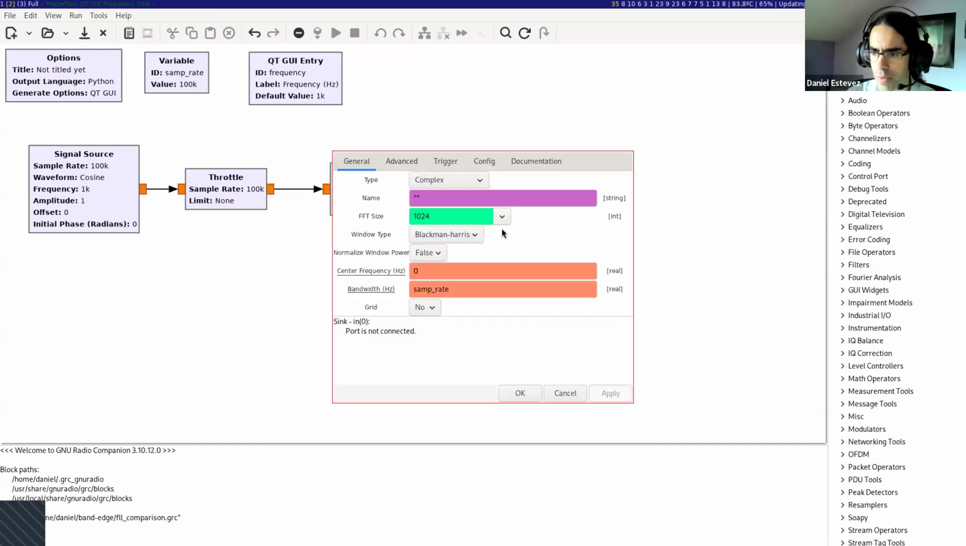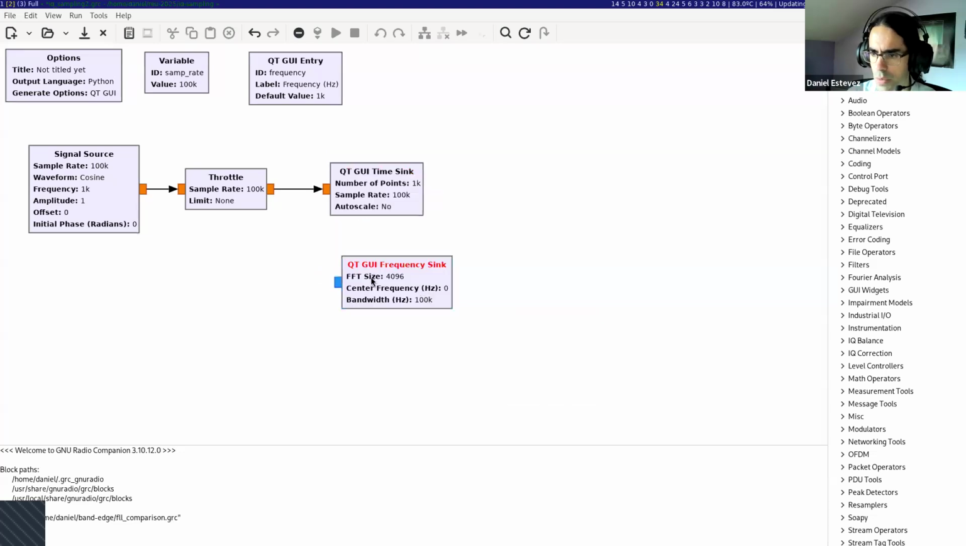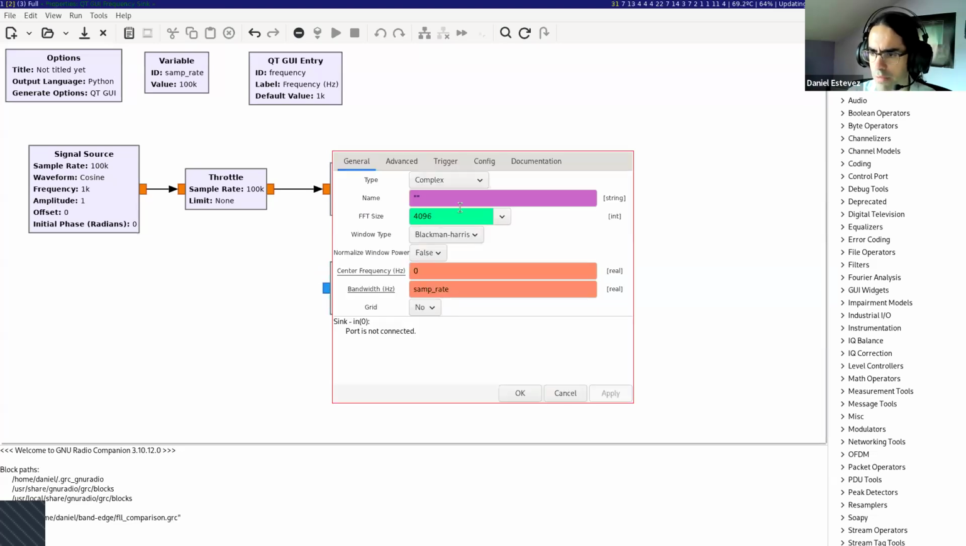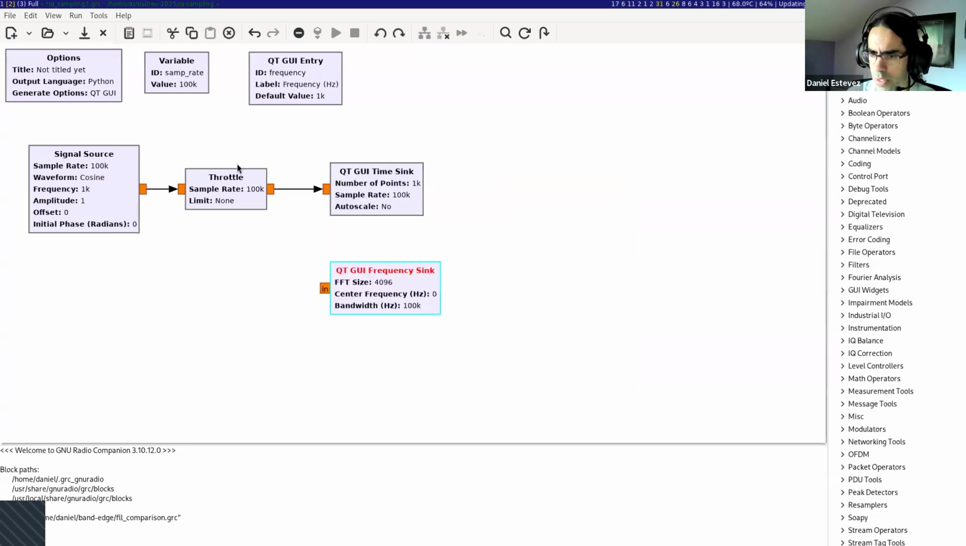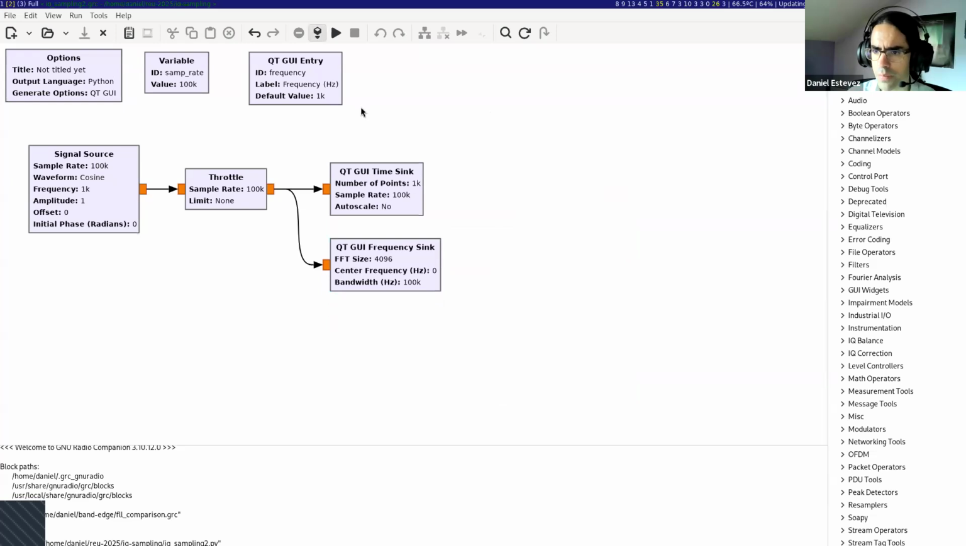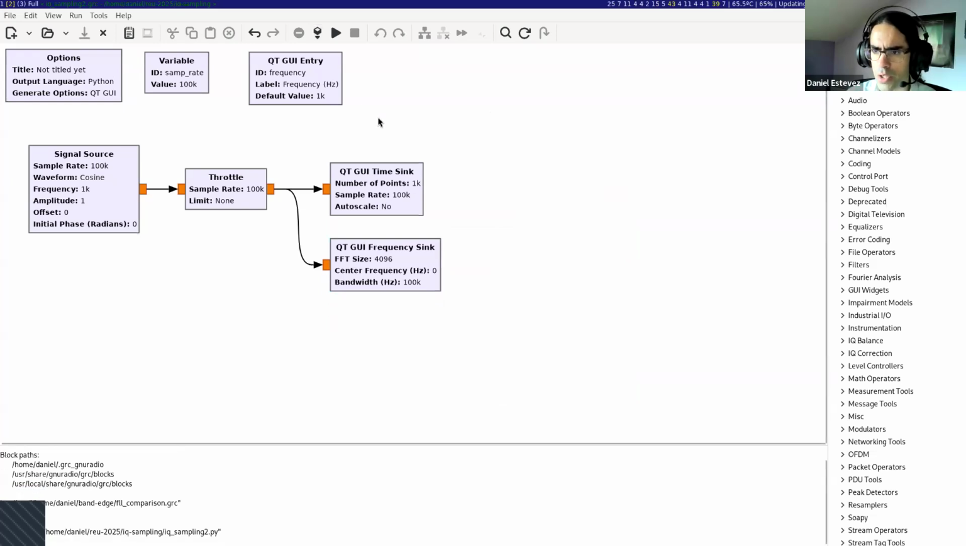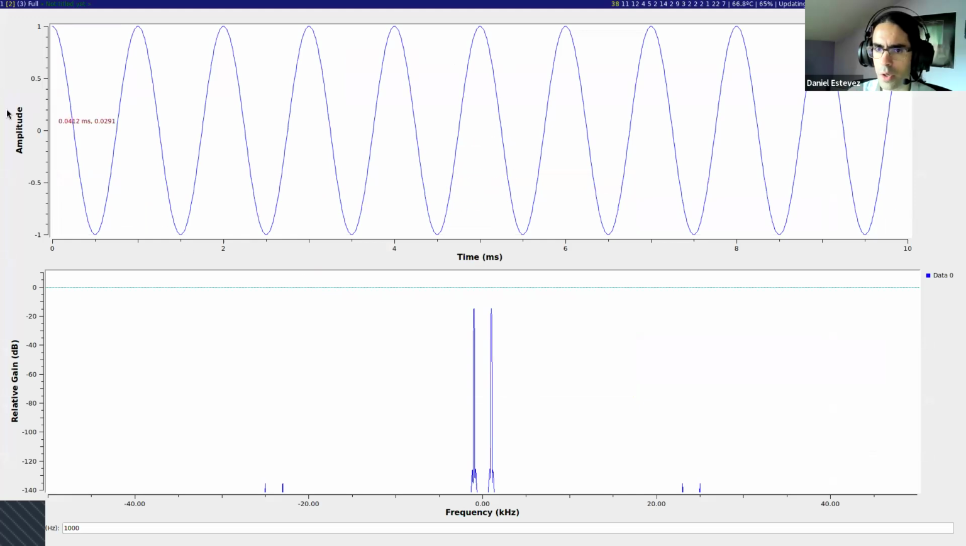And then on the frequency sink, I'm going to use 4,096 points, which, as I mentioned last week, is my favorite FFT size for this block. It's the most useful one, I think, as a default. And that's about it. So this should be not surprising at all when I run the flow graph.